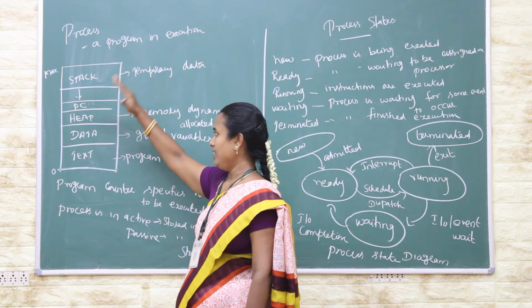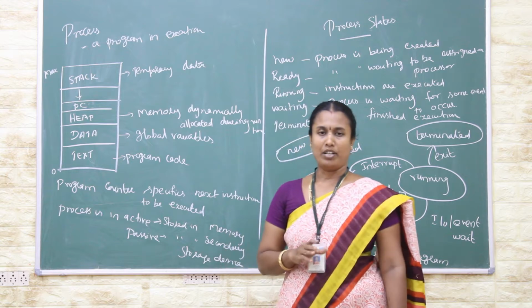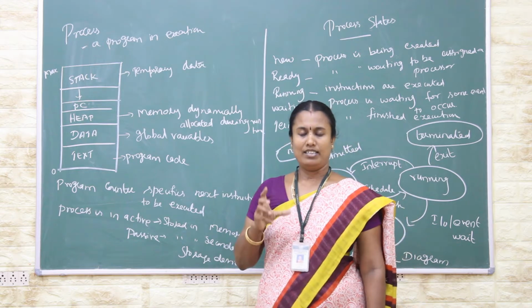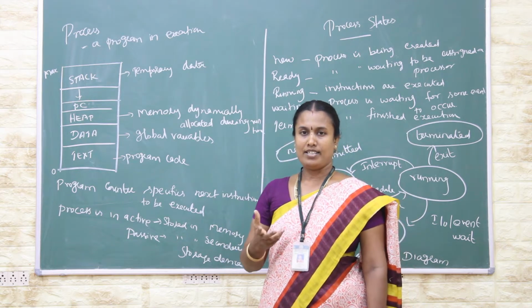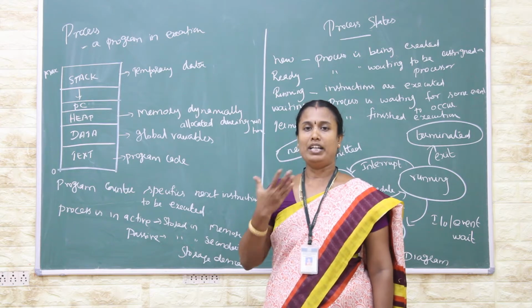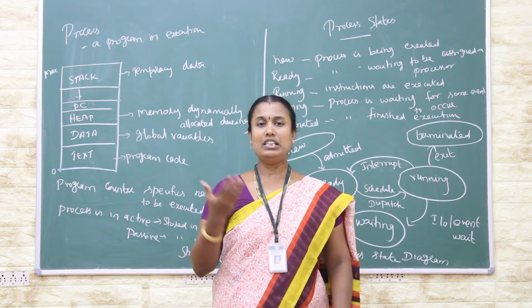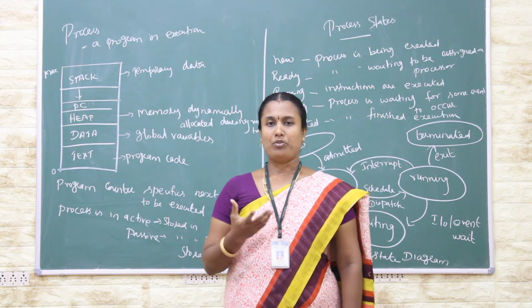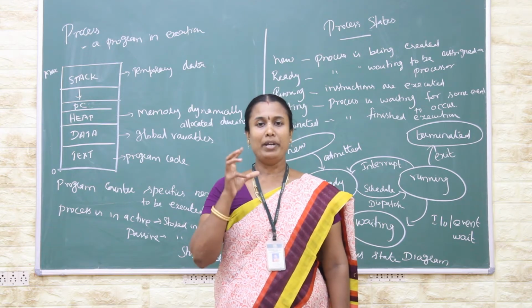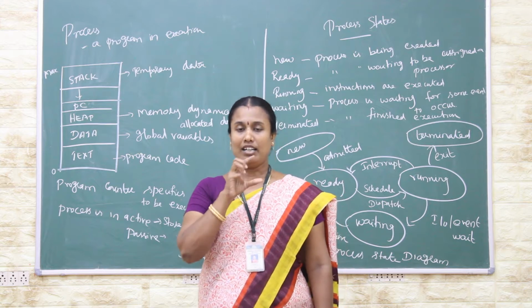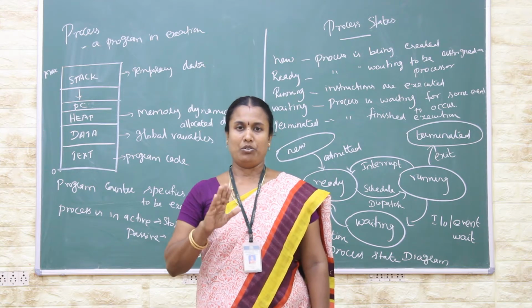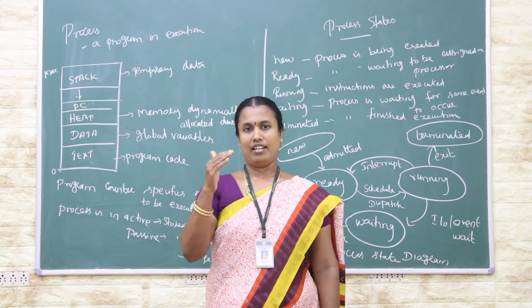Then what is PC? PC stands for program counter. The program counter tells the operating system what the next instruction to be executed is. For example, take a C program. In a C program we can write any number of lines of code, but where is the main function? That line is where the program starts to execute. So the first line is main.